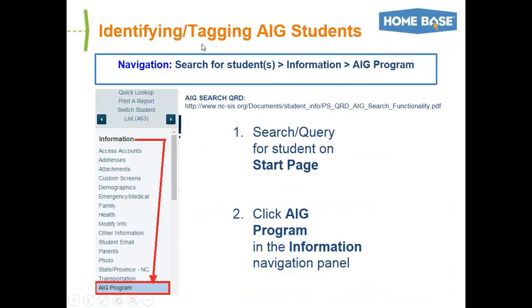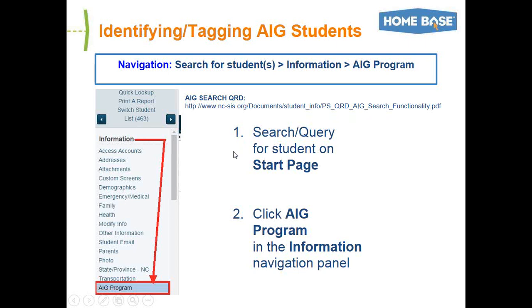So we need to identify and tag AIG students, and these are students that are not already identified as AIG. They're brand new to the AIG program, they've finally qualified, and you need to add them to the AIG program. I did have a link here to that QRD for AIG search. So if you do want to go look at that PDF, that QRD, there's the link.